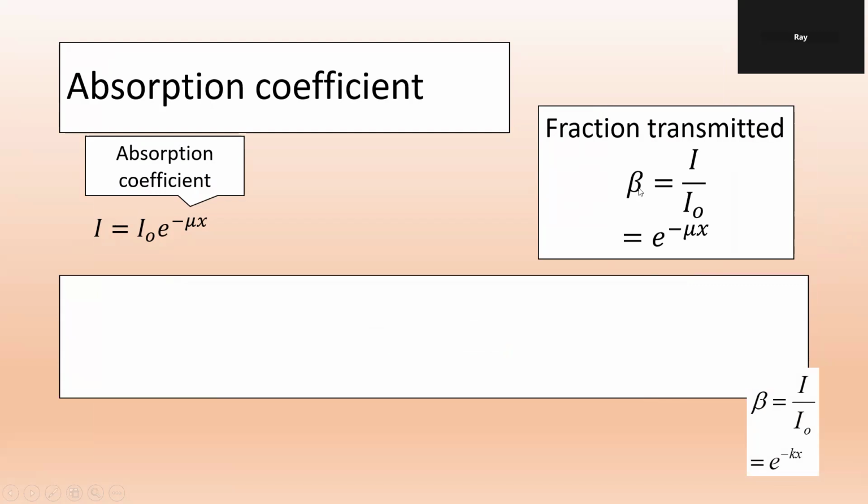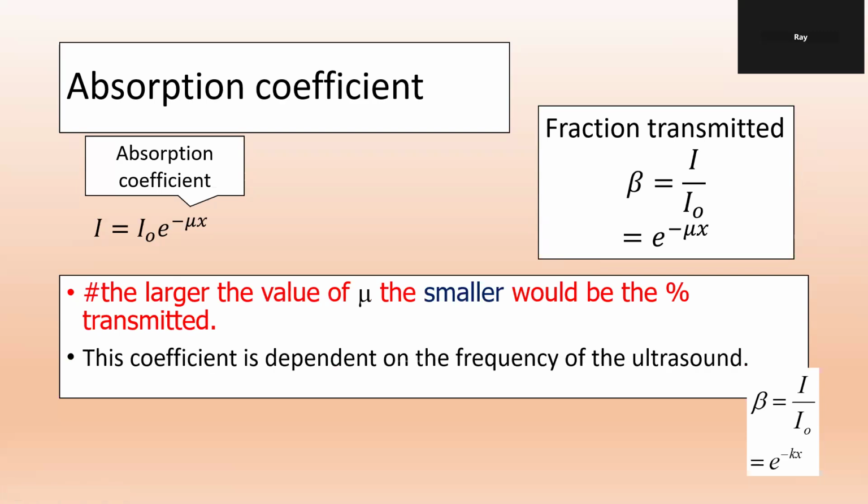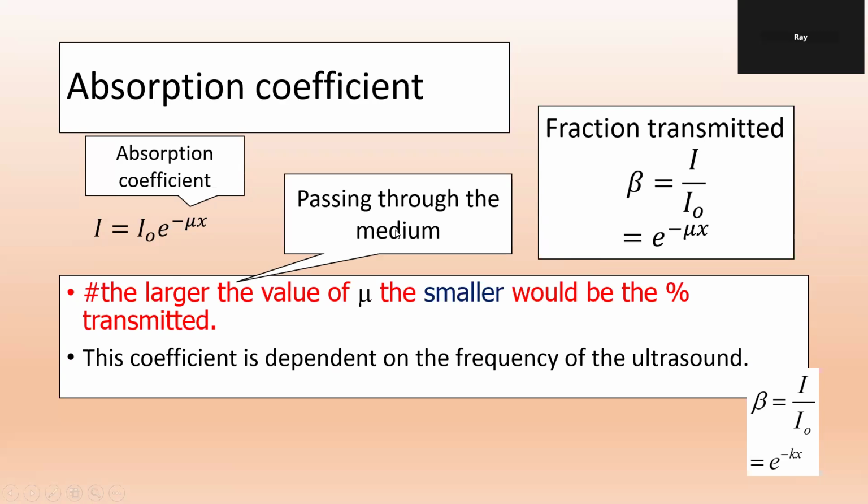Right? This is a fraction transmitted. Just take note down now. There's a power. The larger the value of mu, the smaller will be the percentage transmitted. This coefficient is dependent on the frequency of ultrasound. Right? Remember, the absorption coefficient is dependent on frequency. Larger the value of mu, the smaller will be the percentage transmitted. Right? In this case, transmitted means passing through the medium.